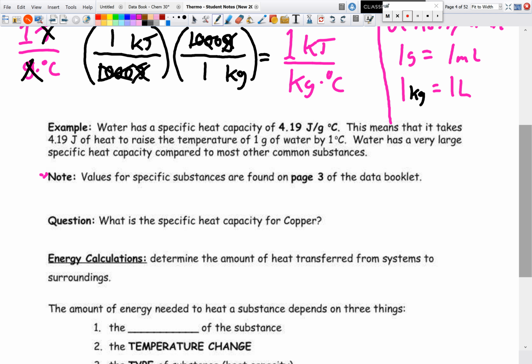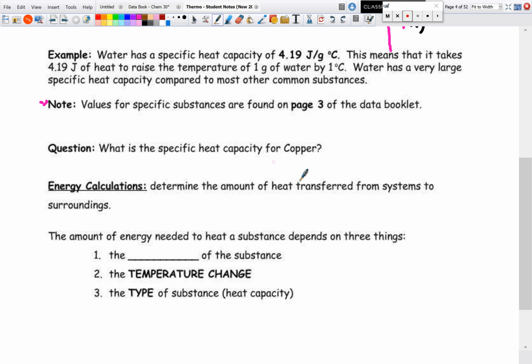So what that means, for example, water has a specific heat capacity of 4.19 joules per gram degree Celsius. This means that it takes 4.19 joules of heat energy to raise the temperature of 1 gram of water by 1 degree Celsius. And then, of course, as we're going through, if you want to flick over to that data booklet, find out the specific heat capacity for copper.